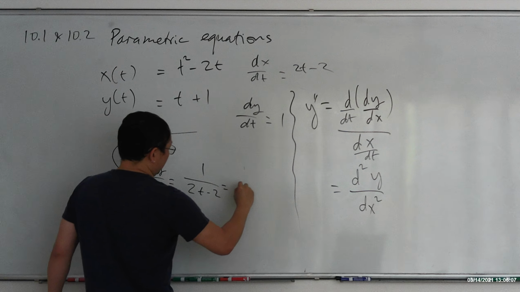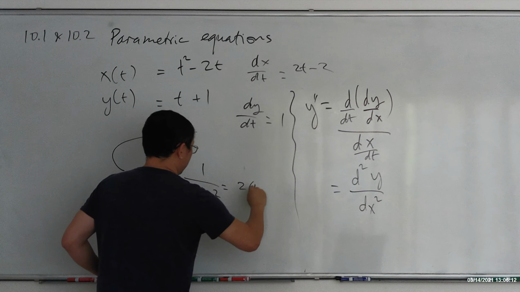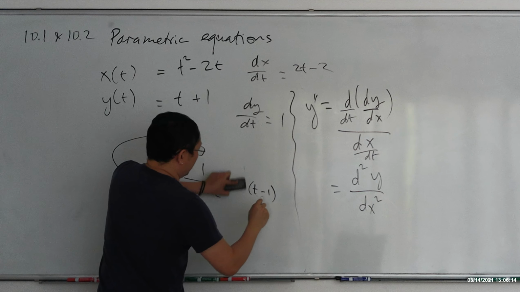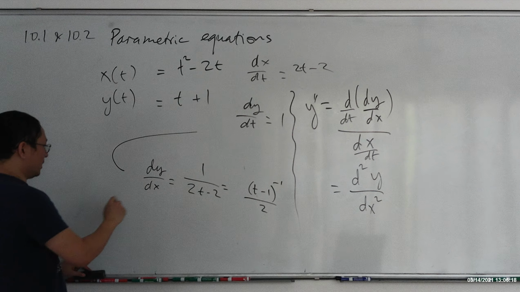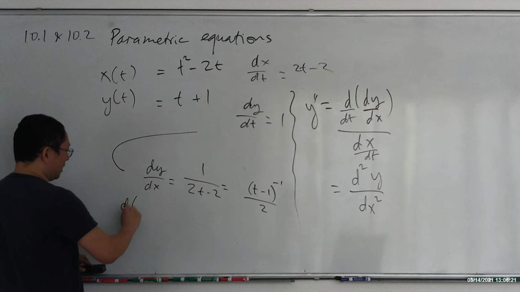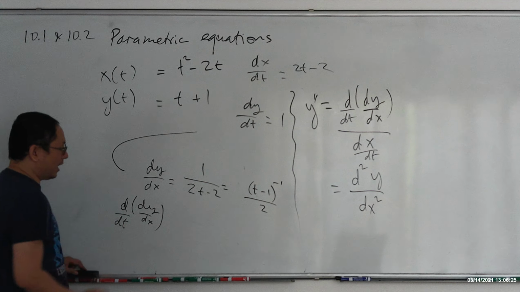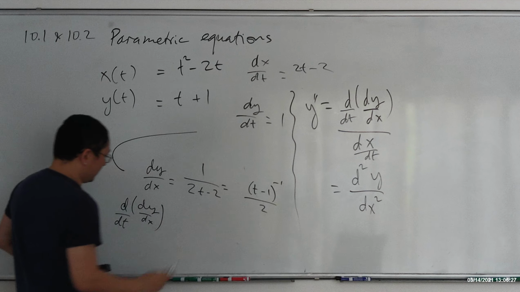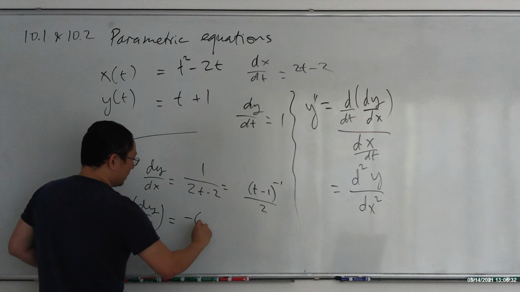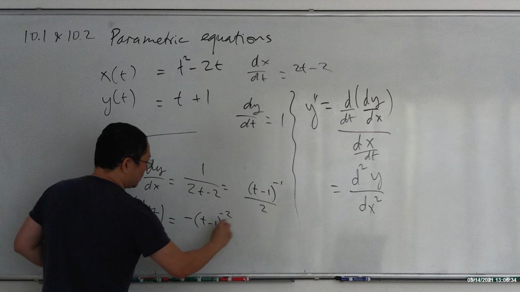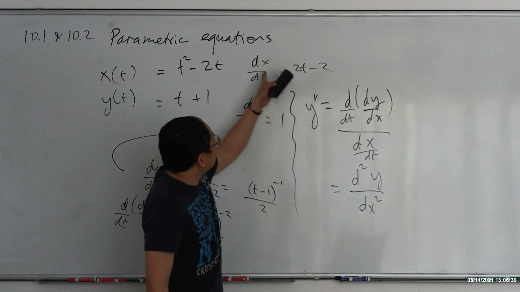Let me write this way: 2 times (t minus 1) raised to the negative 1 over 2. That's what it is. So the derivative of this, d of dy over dx with respect to the variable t. This means I'm taking the derivative of this. It's going to be negative (t minus 1) to the negative 2 over 2. And of course, dx over dt is calculated right here.